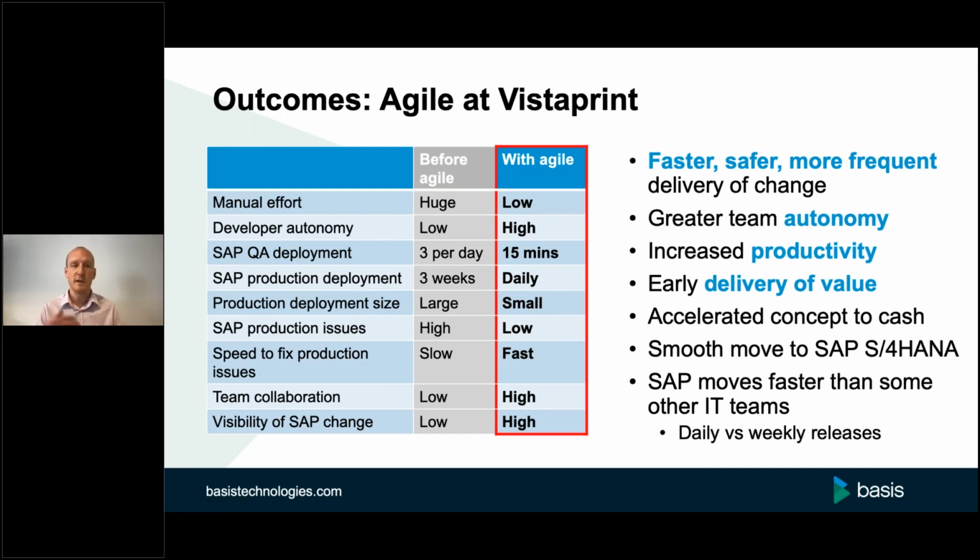As soon as the sprint's finished, as soon as the work is done, with their daily production deployments run through Active Control, they can get that out there and in front of end users and get value for the business. And you can see in the table the kind of benefits that they've actually seen from doing that.